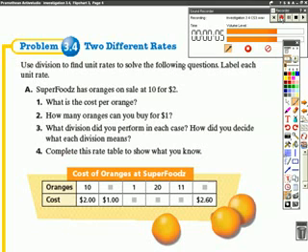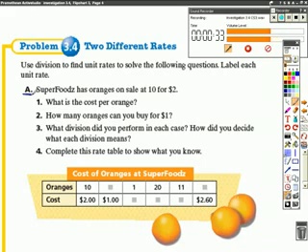If you turn to page 38 in the book of Comparing and Scaling, we are looking at problem 3.4, two different rates. What the problem is basically saying is we're going to use division to find the unit rates to solve the following questions. Label each unit rate. So, part A asks us, Superfoods has oranges on sale at 10 for $2. What is the cost per orange?